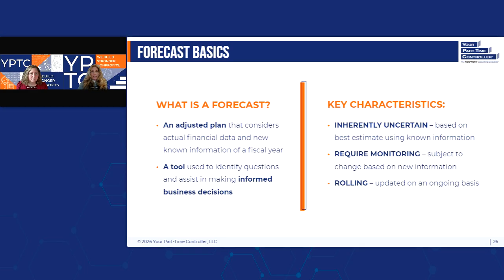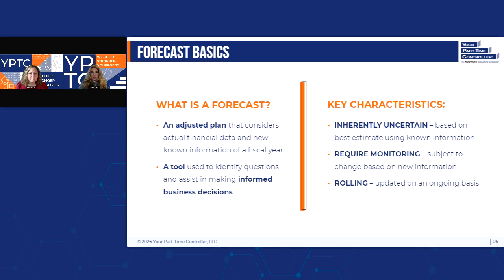So simply put, it's an adjusted operating plan. Your forecast is an adjusted operating plan. So again, we've been saying over and over again, where the budget is static, the forecast is fluid. Forecasting is a financial planning tool that projects future revenues, expenses, and cash flow based on the actual data and updated assumptions. A forecast is dynamic and continuously updated.